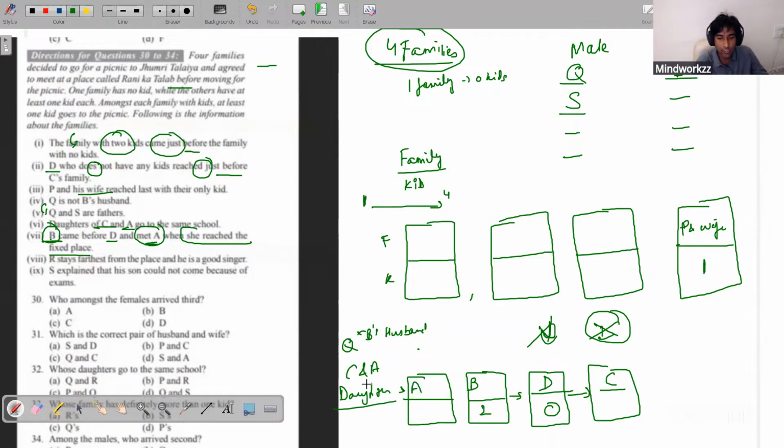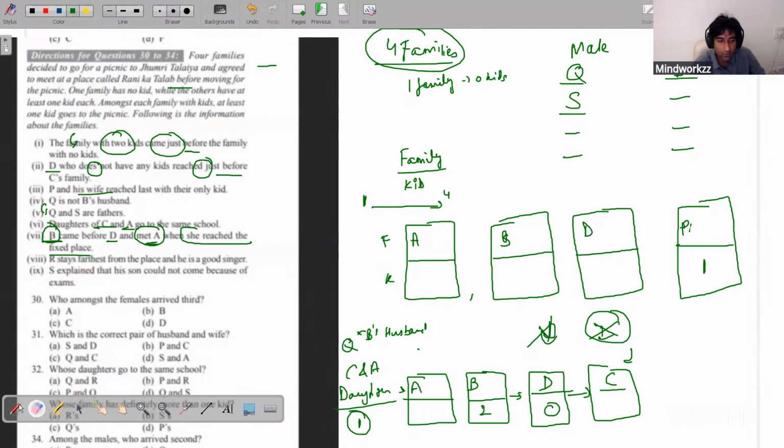Here it is given that C and A have a daughter, and the daughters of C and A go to the same school. This we know, right? But of course we need to be a little clear. Okay, so now we know that A is coming, B is coming, D is coming, and C is coming at the last. So P's wife is C. That is also clear.